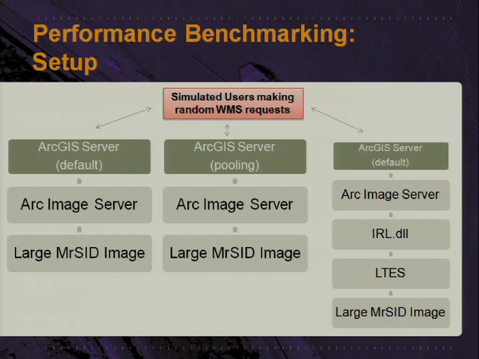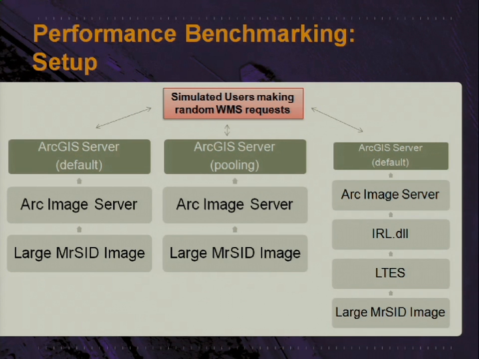The first configuration is ArcGIS Server and Image Server pretty much out of the box. So there's only 1 SOC running over here. The second one is ArcGIS Server with pooling turned on. So in this case, I think we've got 10 or 15 SOCs running, so maybe 15 separate processes servicing these requests. And again, reading this large MrSID file off the local file system.